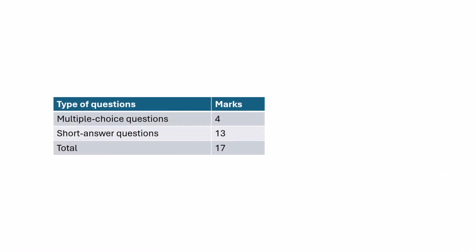In volumetric and chromatographic analysis, 4 multiple-choice questions are worth 4 marks, and 1 short-answer question is worth 13 marks. The overall score for this section is 17 marks. With a total possible score of 120 points, the percentage for this section is 14.2% of the total score.